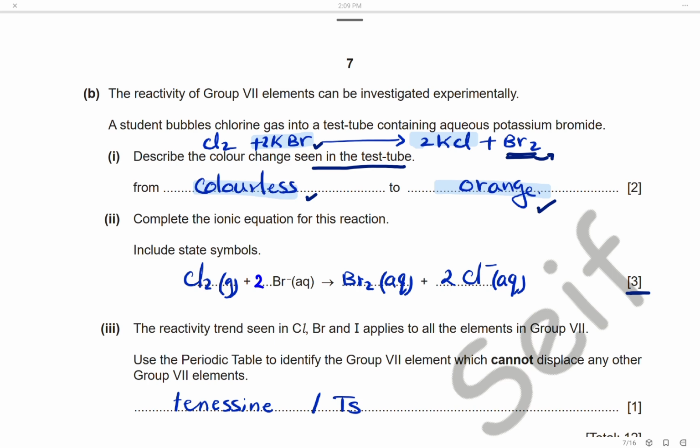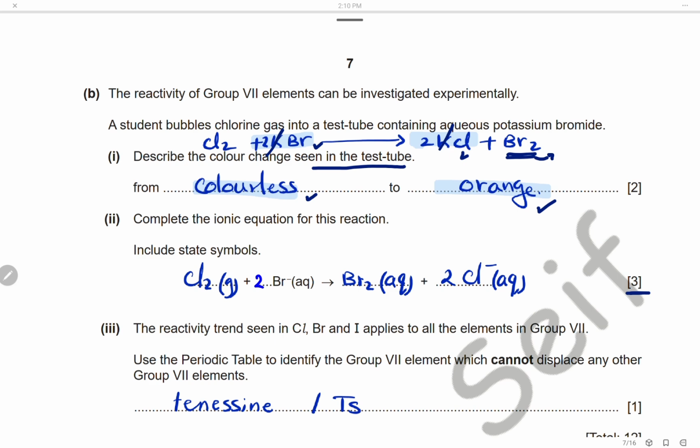To write the ionic equation, first we have to remove the spectator ions, which are the ions that didn't take part in the reaction, ions that have the same charge and the same state symbol in the reactant and the product. The only spectator ion here is potassium. It has a +1 charge on both sides, and also the same state symbol, aqueous and aqueous. So potassium has to be removed.